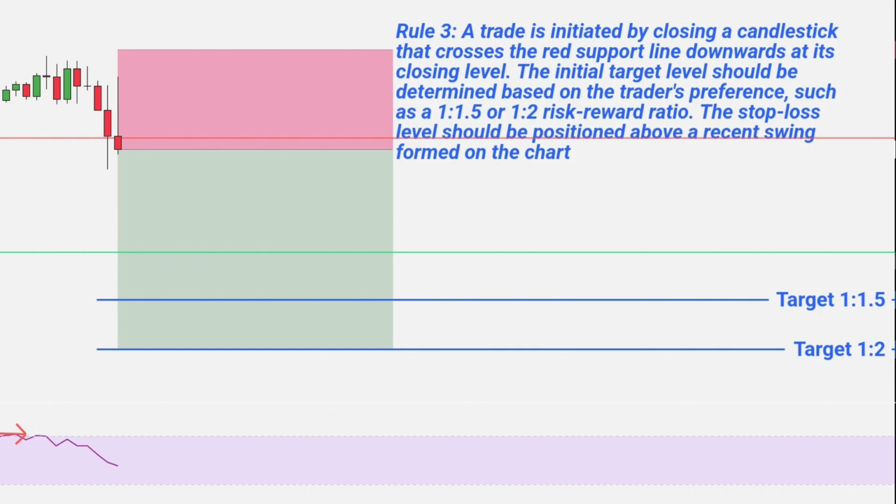So, Rule 3 is all about that candlestick closing below the red support line, signaling the start of our short trade. It's about having a clear plan for taking profits and managing risk. With these rules in mind, we're ready to navigate short positions. Let's get started.